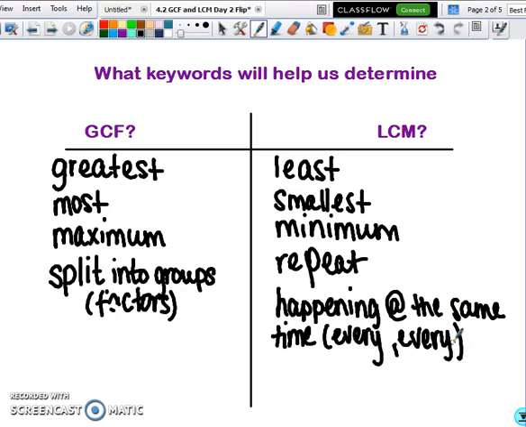So these are just some keywords, and if you want, I suggest you jot them down in your notebook so that you can identify which one it is, whether it's GCF or LCM.